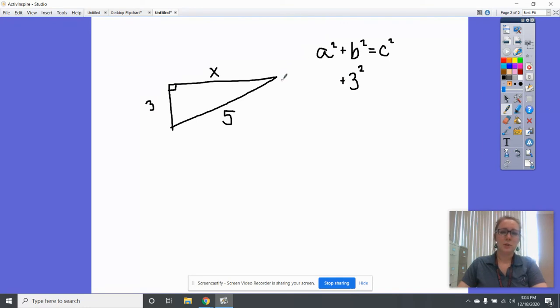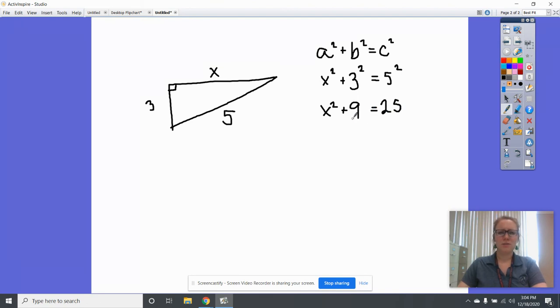I don't know a squared, so I'm going to call it x squared. That's my unknown. So here are the two legs of my triangle, and that equals c squared, which is my hypotenuse. My hypotenuse in this case is 5. Now I can solve. x squared plus 9, because 3 squared, or 3 times 3, is 9, equals 25.